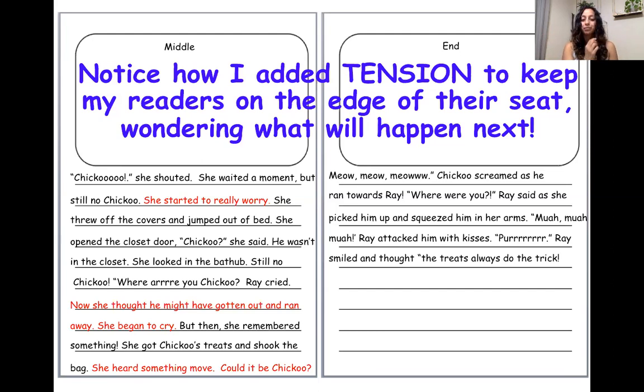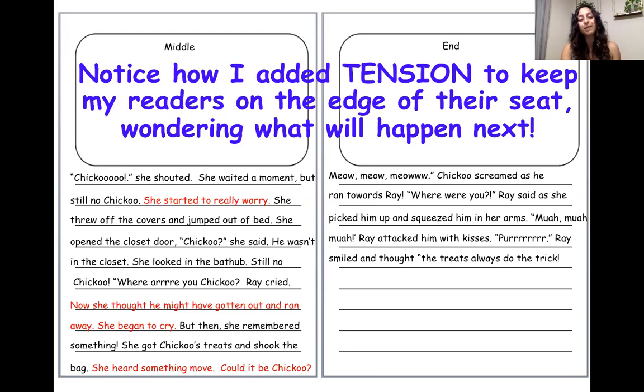Let's keep reading. But then she remembered something. She got Chiku's treats and shook the bag. She heard something move. Could it be Chiku? Meow, meow, meow. Chiku screamed as he ran towards Ray. "Where were you?" Ray said as she picked him up and squeezed him in her arms. Mwah, mwah, mwah. Ray attacked him with kisses. Purr. Ray smiled and thought, the treats always do the trick.